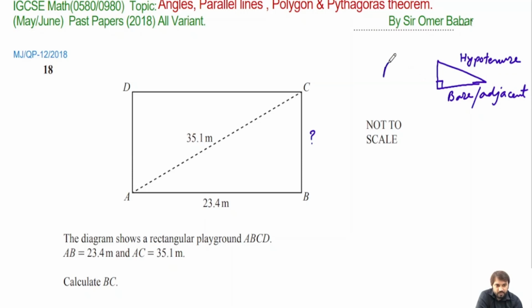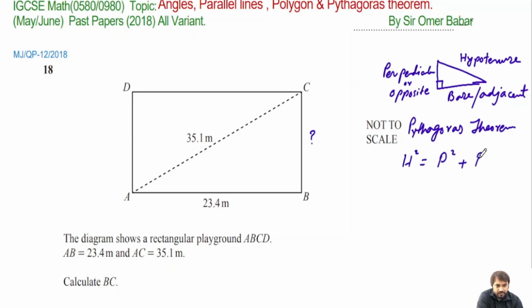And this side is called perpendicular, or simply the opposite. We have two names for this side and two names for this side, but hypotenuse remains the same. So we can apply the Pythagoras theorem here. And what is that? Pythagoras theorem says that hypotenuse square is equal to perpendicular square plus base square.